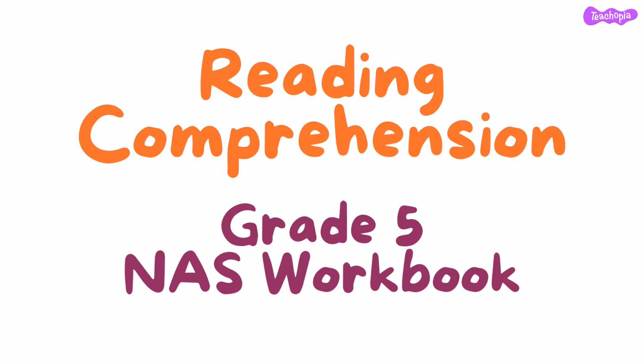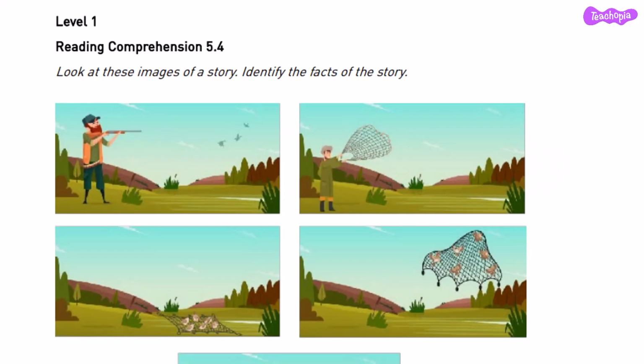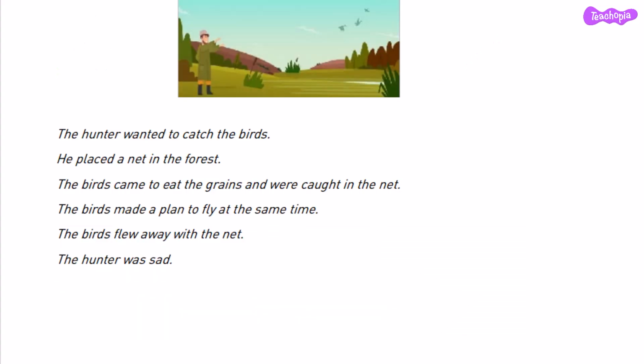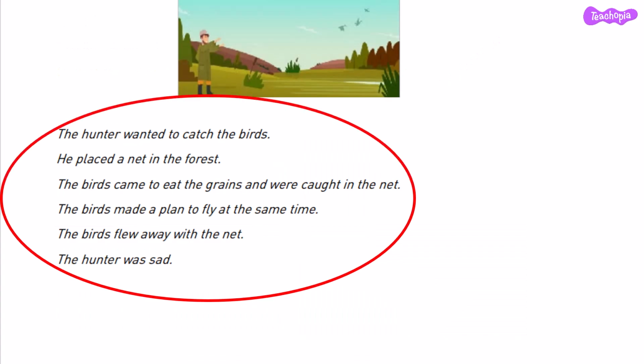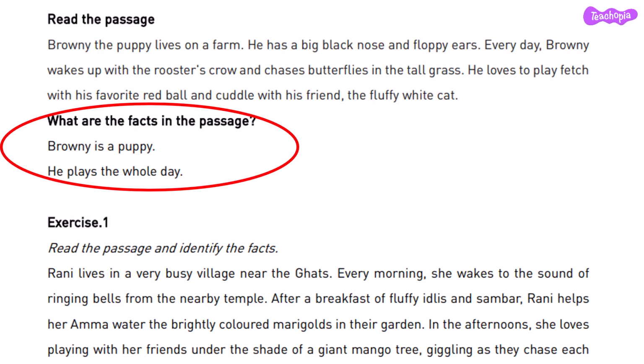Let's see how we can build on reading comprehension through the learning exercises given in the Grade 5 NAS English Workbook. In Level 1 of Reading Comprehension, we will look at recognizing fact statements. The activities in this section are meant to help learners use picture stories to identify important details, recognize them as facts in the story, and apply this understanding of retrieving facts to reading passages.